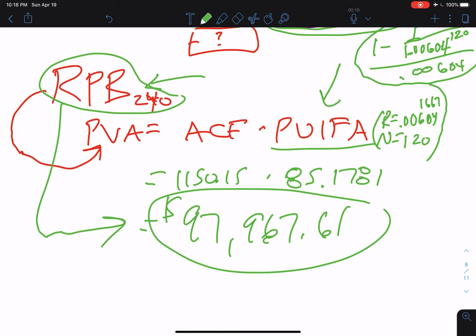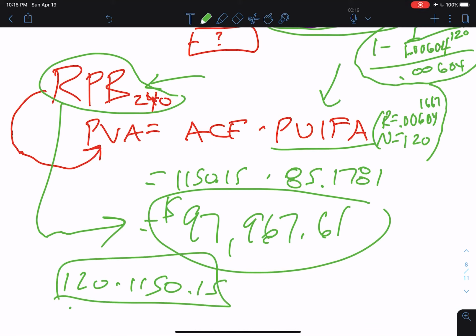We will have prepaid the last 120 required payments, the last 10 years of required payments. And notice if you take 120 and multiply it by 1150.15, you get a number that's much bigger than what we have to actually pay off. And that's because money has time value, and that's what this is all about.